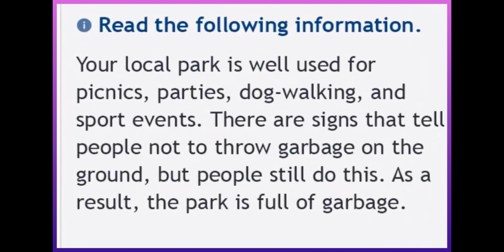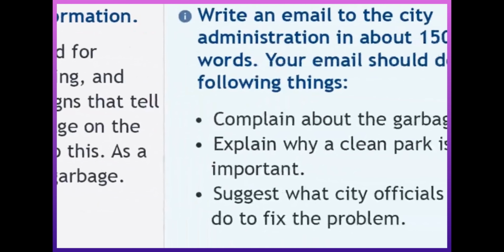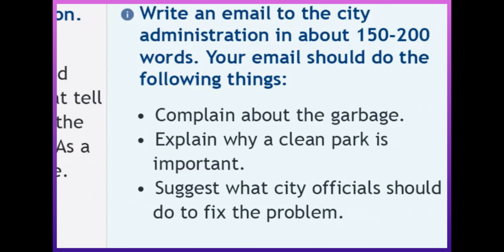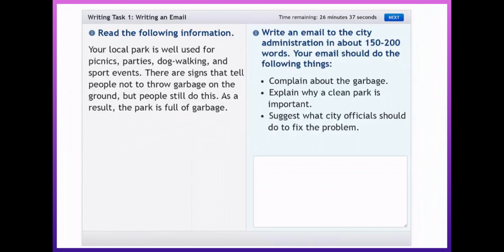First, here's an example from task 1. Your local park is well used for picnics, parties, dog walking, and sport events. There are signs that tell people not to throw garbage on the ground, but people still do this. As a result, the park is full of garbage. Write an email to the city administration in about 150 to 200 words. Your email should do the following things: complain about the garbage, explain why a clean park is important, suggest what city officials should do to fix the problem.